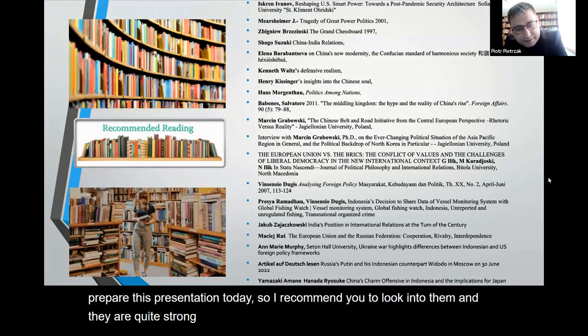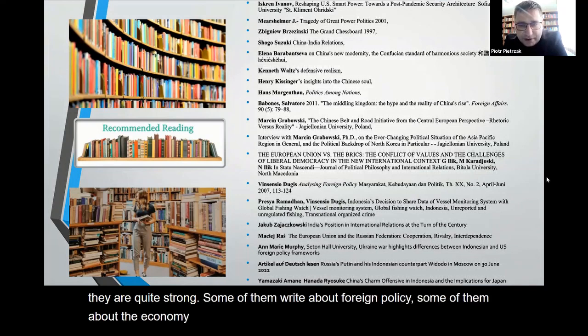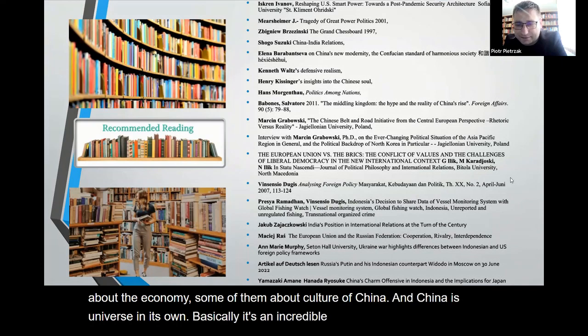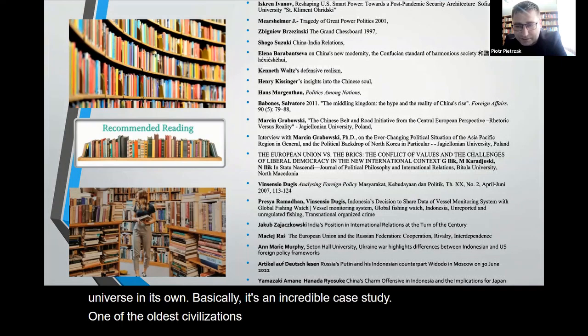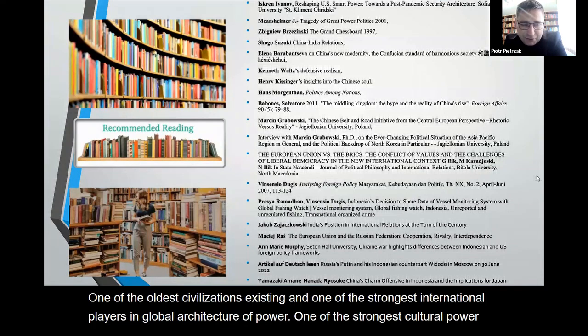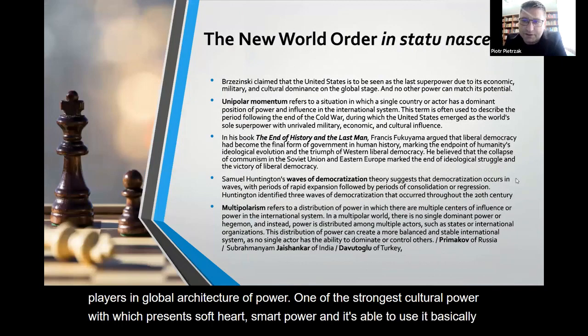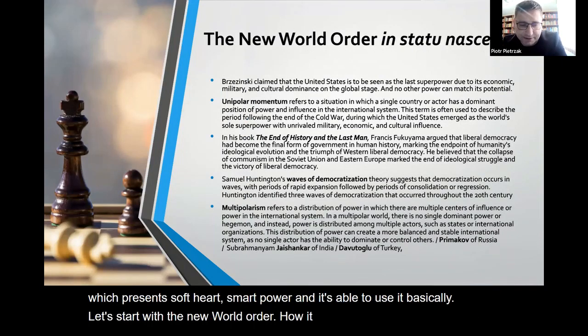Some of them write about foreign policy, some of them about the economy, some of them about culture of China. And China is a universe in its own, basically. It's an incredible case study, one of the oldest civilizations existing, and one of the strongest international players in the global architecture of power, one of the strongest cultural powers which presents soft, hard, smart power, and it's able to use it, basically. So let's start with the New World Order, how I define it.